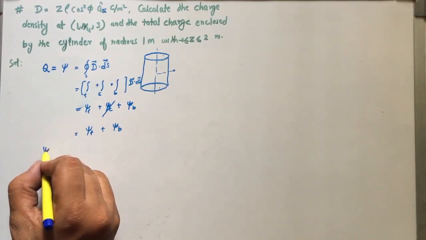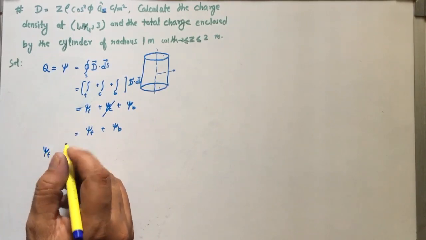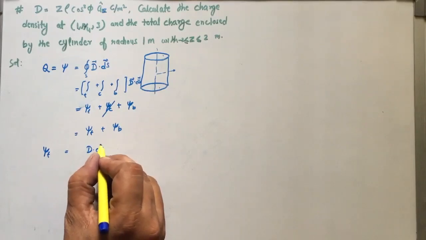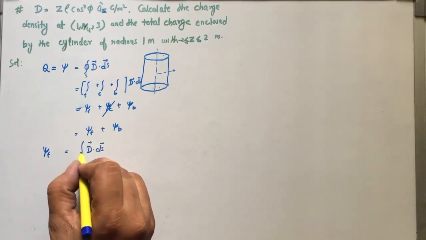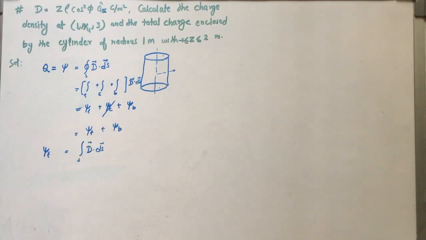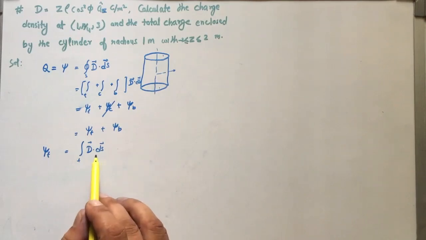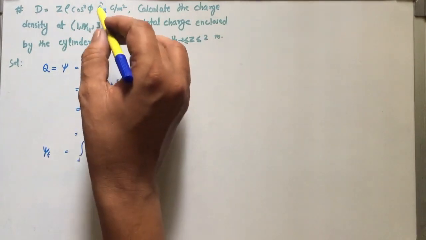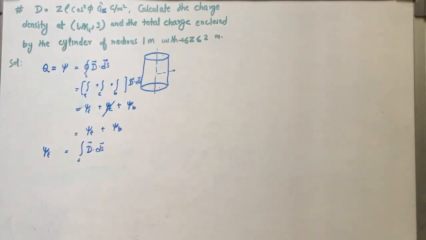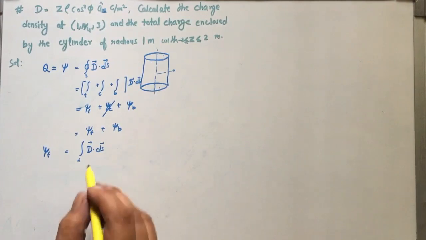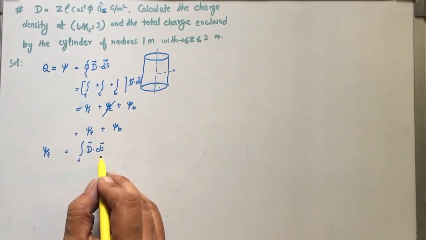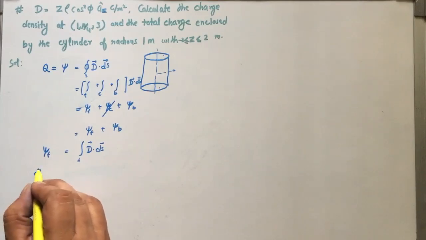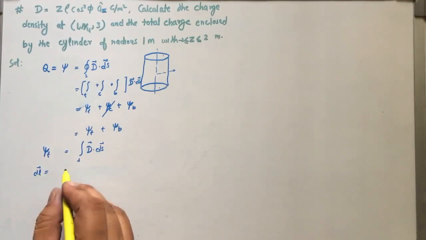Now try to find phi t. Phi t can be written as D dot dS at the top. Now we have to find the dS component in the direction of D, that is, D is in the Az direction only. So for dS in the direction of Az, to find that just write dl, it will make our problem easier.